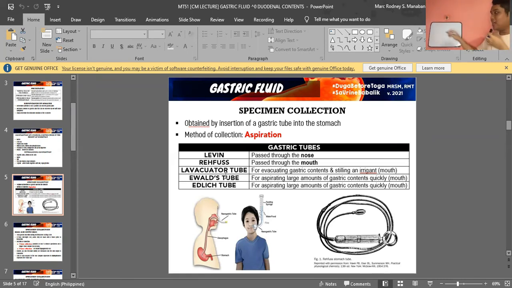So which one is passed through the nose? You have the Levin tube. So how do we remember? The letter N: the one passed through the N, nose.